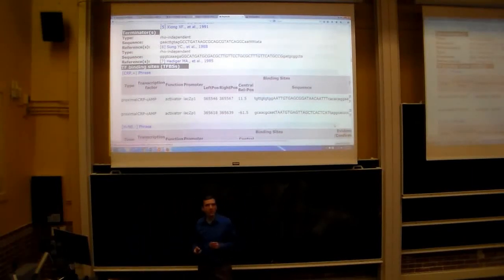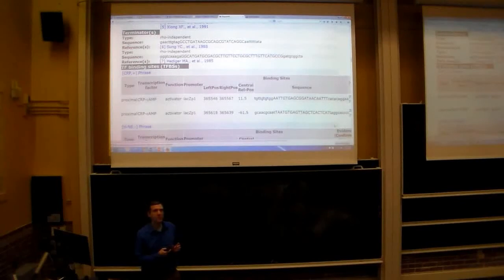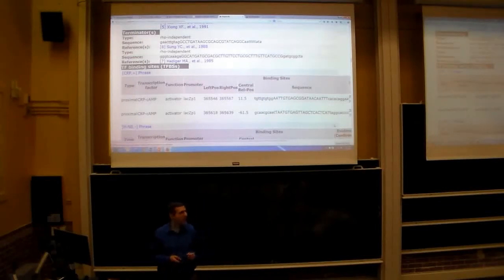coli for all the different genes that have binding sites for that. We could get a multiple alignment, build a position-specific scoring matrix, and then we could use that to go into a new genome and scan for things that look like possible binding sites for that transcription factor in a closely related organism. So that's basically one way we could use this kind of information.